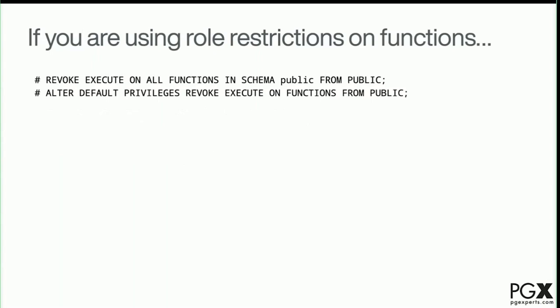Probably the most surprising thing about the public pseudo-role is that the public pseudo-role grants execute on all functions. Generally, that's what you want. But sometimes you want to lock down the database so that only particular roles can execute particular functions. If that's what you want, you can do this. You can revoke execute on all the functions in a schema, or wherever else there are functions, from public, and alter default privileges to revoke execute on newly created functions. And after that, if you want a new role to be able to execute a user-defined function, you have to explicitly grant execute on that particular function.